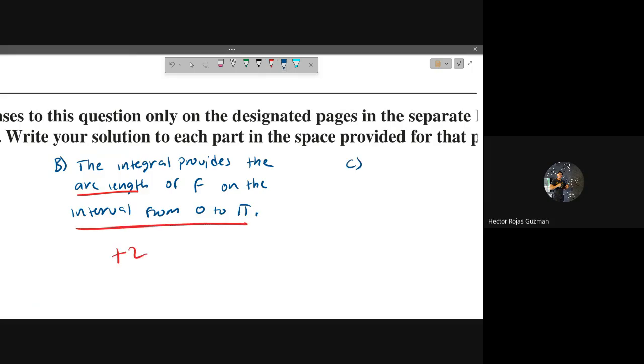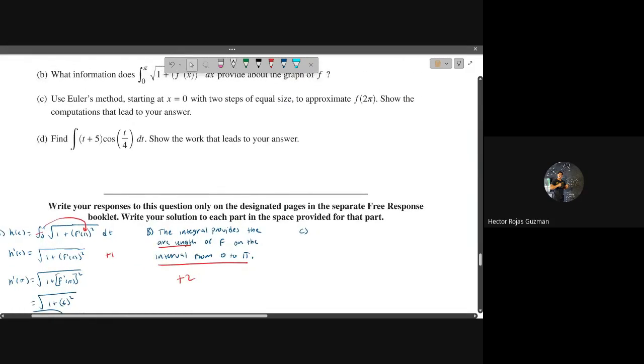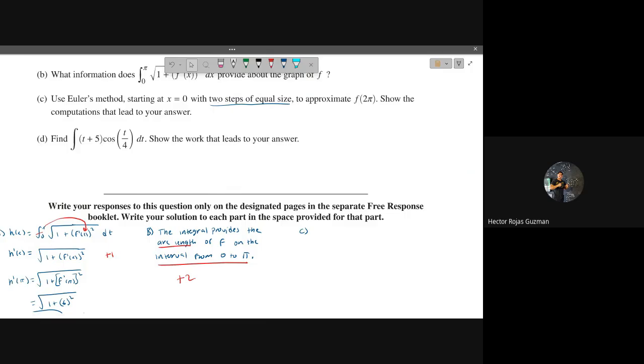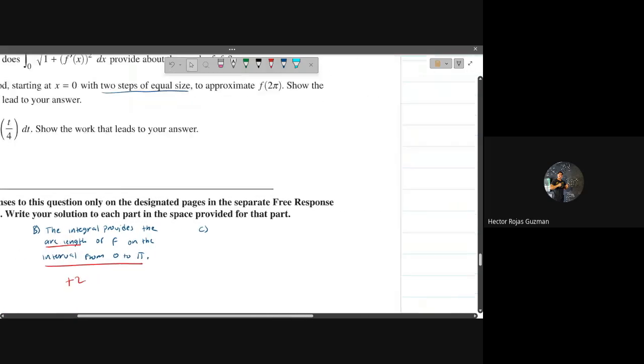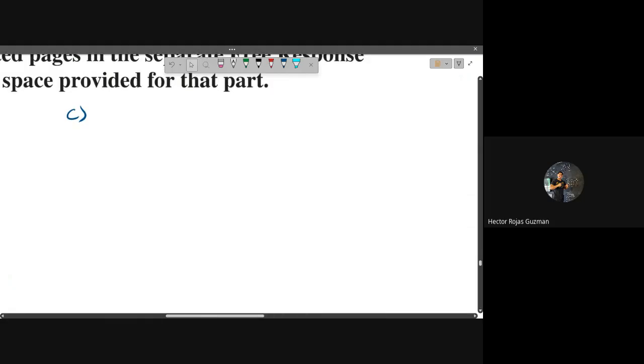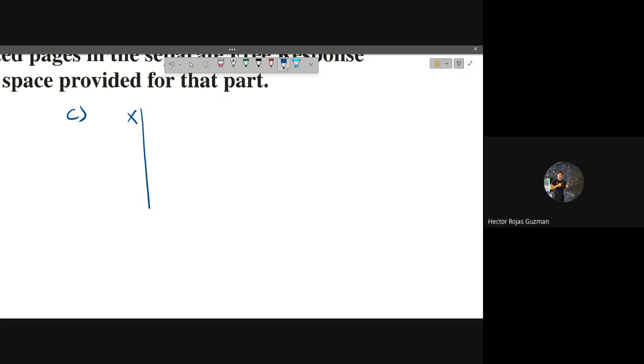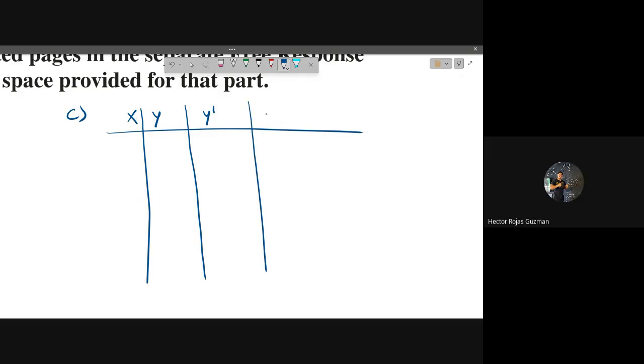C. Use Euler's method starting at x equals 0 with 2 steps of equal size to approximate f of 2 pi. Second time Euler's method comes up in back-to-back FRQs. The last one Noah presented for us. So just like Noah, I'm also going to make a table. We know we need a point, right? We need x and y. You're also going to need a derivative because for tangent lines, you need the slope and a point. And you're going to be using the tangent line to approximate the next value.